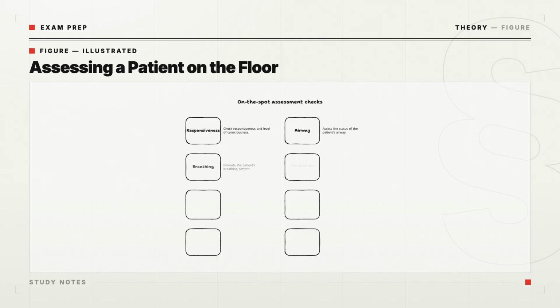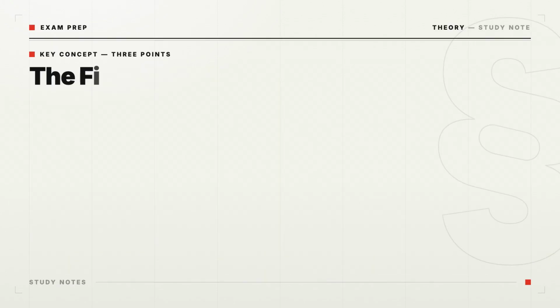The assessment happens right there on the floor where the patient landed. The nurse checks responsiveness, airway, breathing, and circulation, then surveys for pain, deformity, bleeding, and the ability to move arms and legs, and takes vital signs before deciding anything about a transfer.